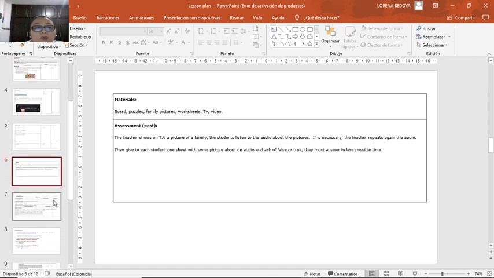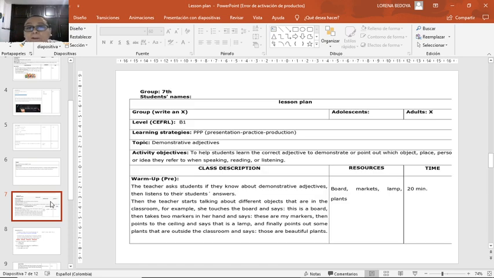Now I'm going to show you my next lesson plan. This lesson plan is for adults. The learning strategy is the same one as for the adolescents: presentation, practice, and production. The topic that I chose for this lesson plan is demonstrative adjectives. The objective for this activity is to help students learn the correct adjective to demonstrate or point out which objects, places, persons, or ideas they refer to when speaking, reading, or listening.